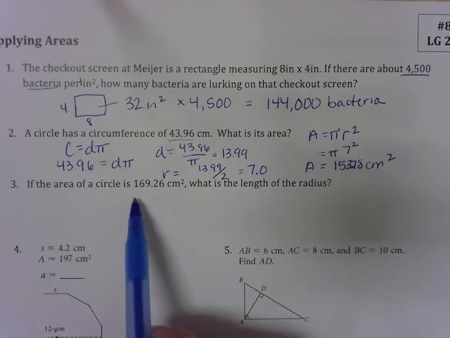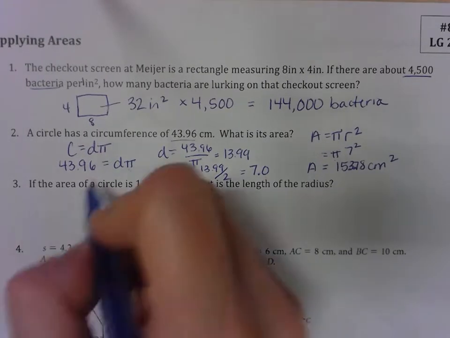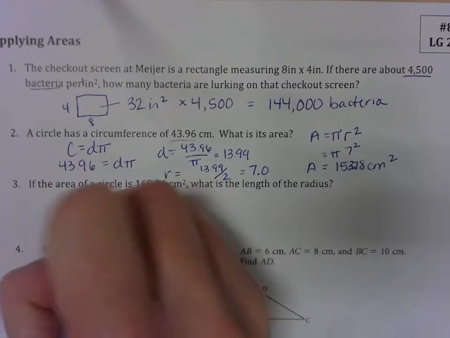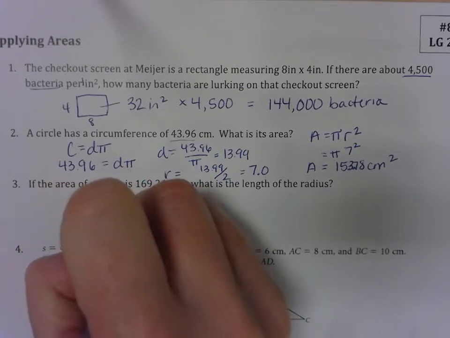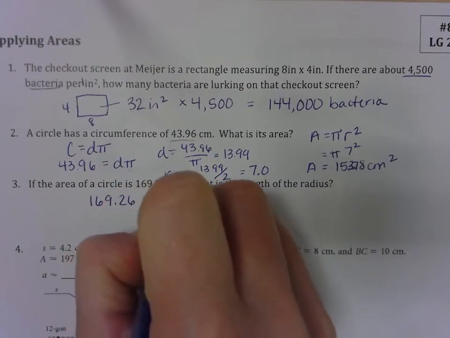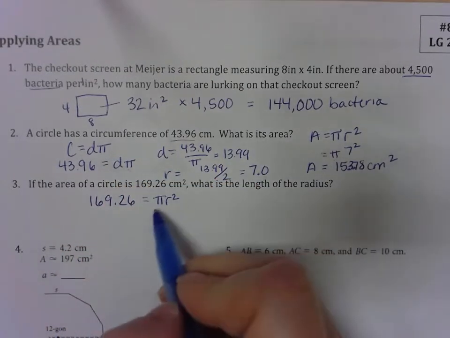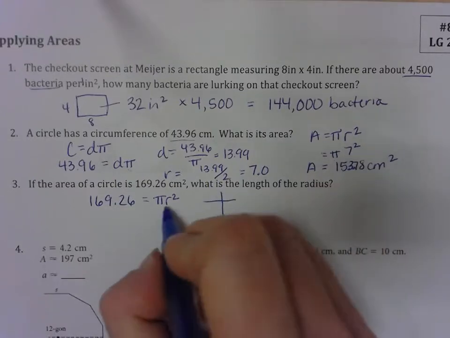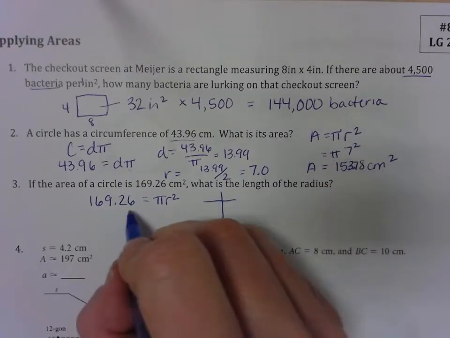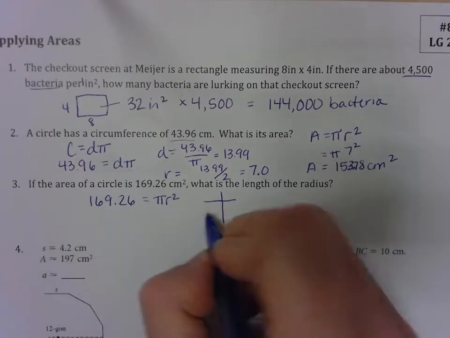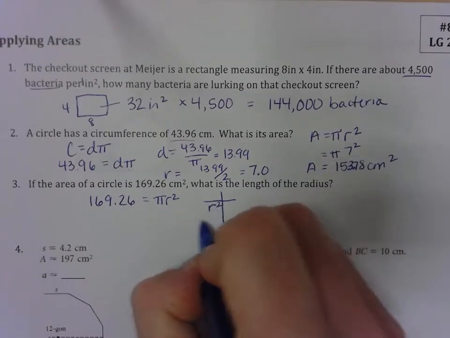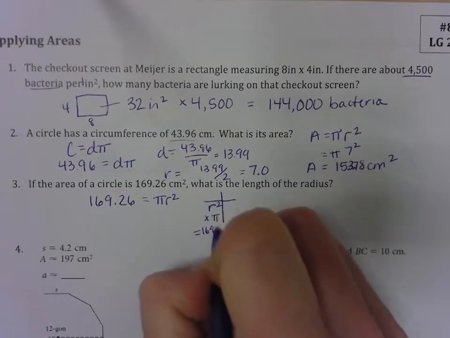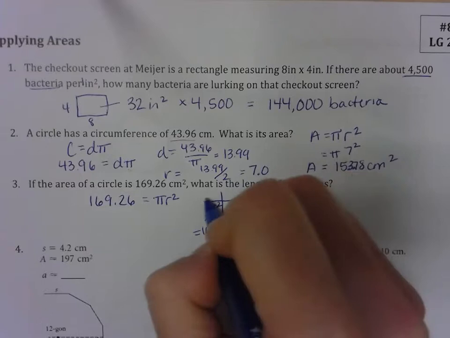Number 3 was our warm-up today. The same thing. What's the length of the radius? So I know the area of a circle is pi times radius squared. And like I showed you how to undo this today, I know to get 169.26, I take my radius and I square it, and then I multiply by pi, and that gives me 169.26. So that's the original.